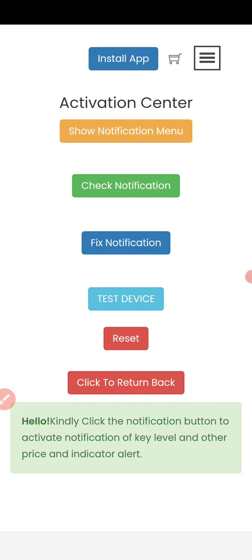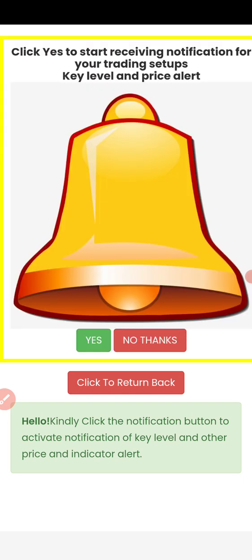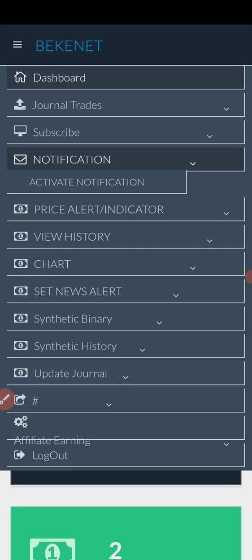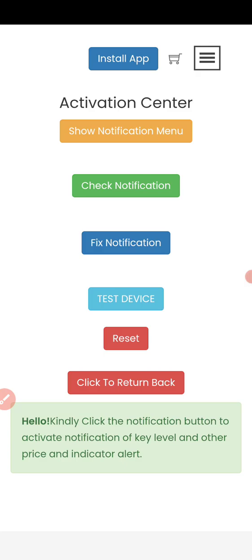We've created lots of videos on this, but I'm just going to rush through it and go to the reason why we're here. So for you to activate your notification, click on this show notification menu. Once you click it, you say yes. Once you click that yes, your system will generate a notification token and send it to our server. Immediately, our server will store that token. That is what it will use to be sending you notifications.